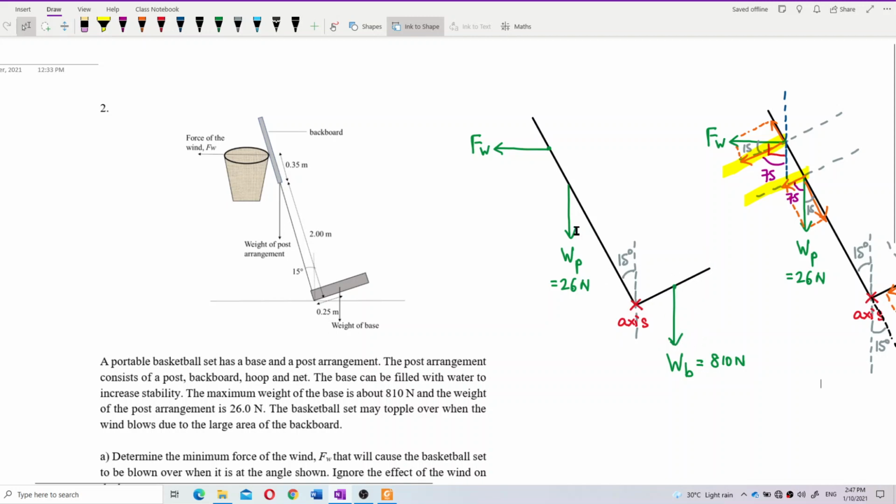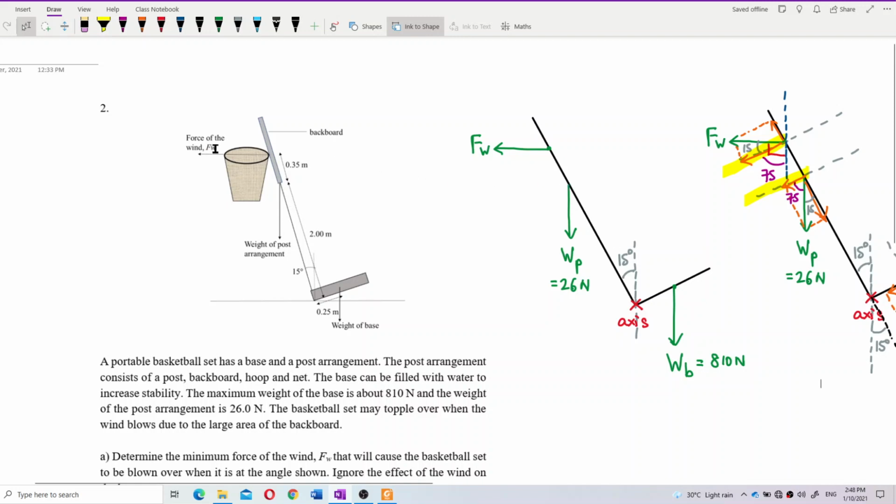This is the weight of the post arrangement. It's not at the middle. It's actually slightly on top of it. Why? Because at the top here has a larger mass. Below here less mass, top here more mass. So this post is uneven. That's why the weight of the post arrangement is slightly on top. It's not at the middle, because this rod is uneven.